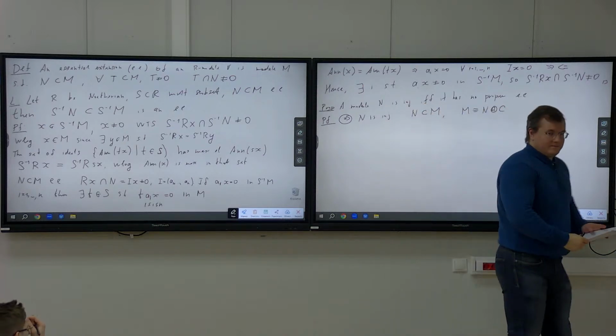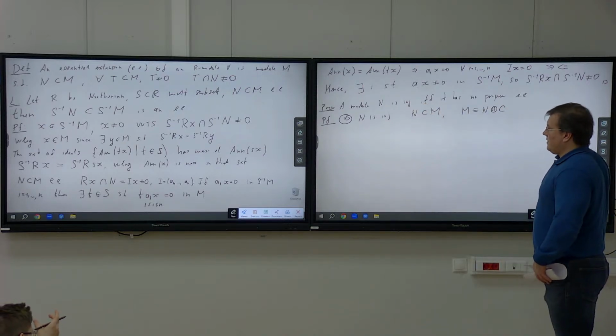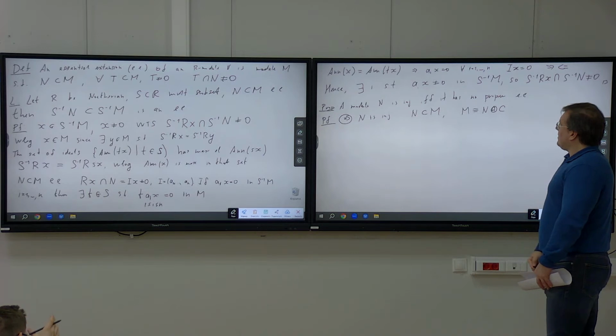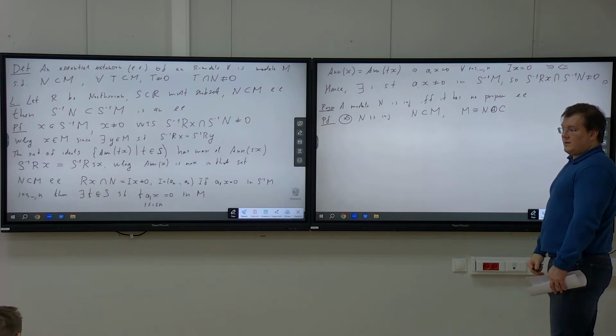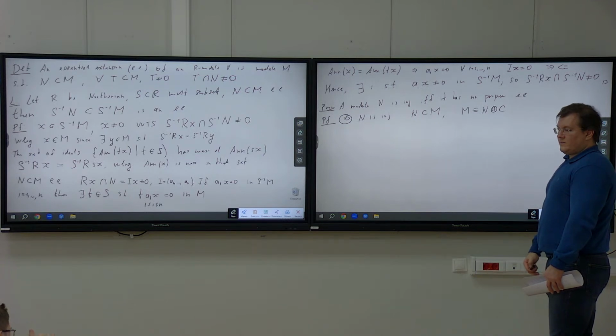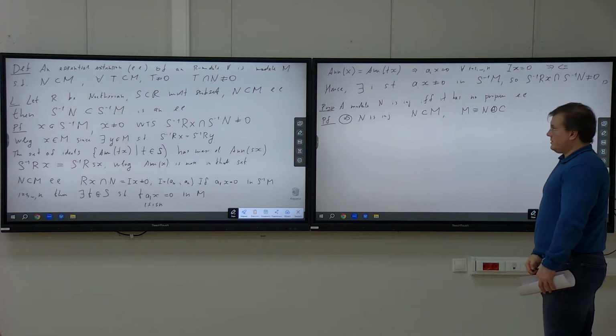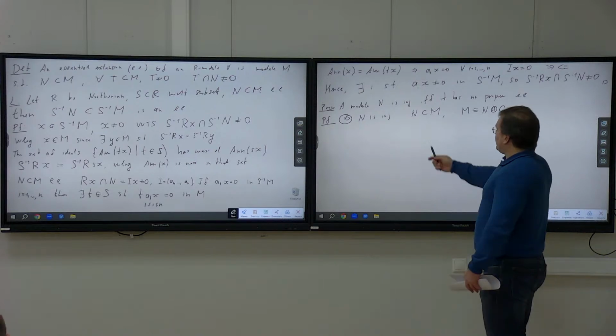Can I ask quickly? Has no proper extensions. Essential extension means that if N has an essential extension in M, then M is equal to N. Yes, exactly. So I take an injective module.